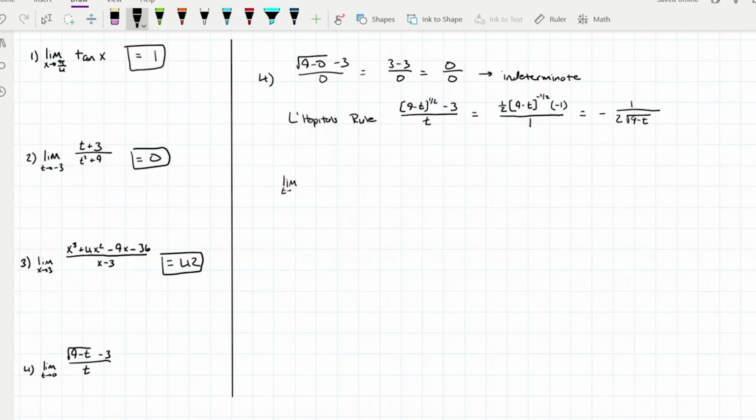At this point, we will evaluate the limit again by substituting t equals 0, getting -1 over 2 times the square root of 9 minus 0, or -1 over 6.